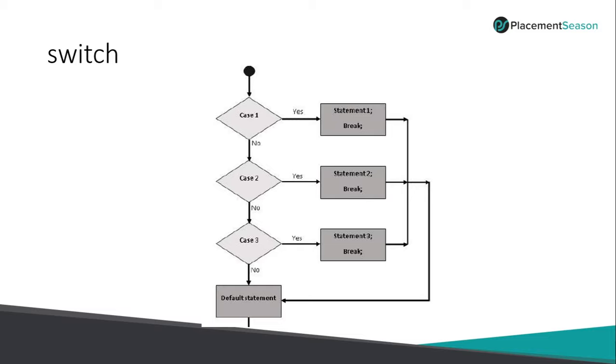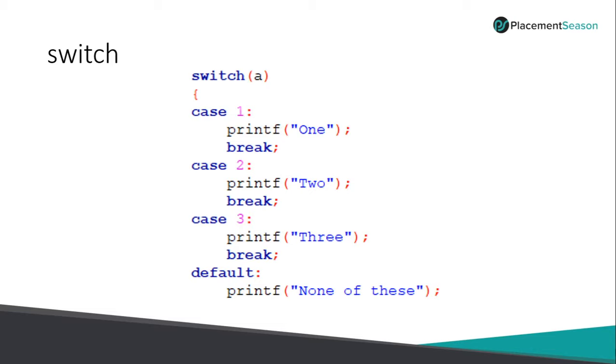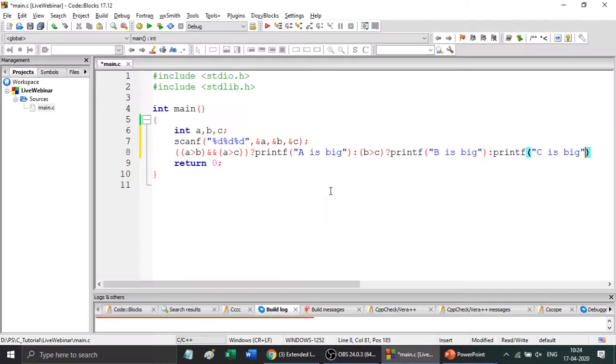So let's move on to the Code::Blocks IDE. We are going to type this program in the Code::Blocks IDE and understand how this switch works with some other little tricks, like what will happen if there is no break, and what will happen if there is no default case. We'll be discussing everything in the Code::Blocks IDE. Let's move on to that.